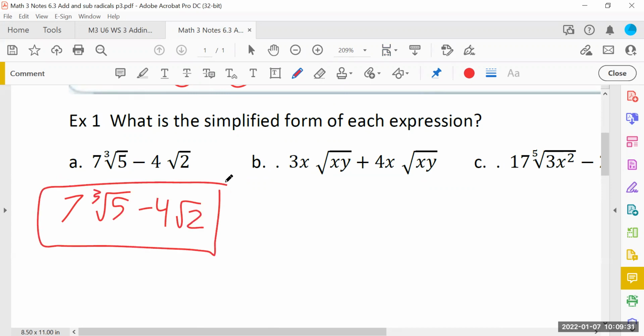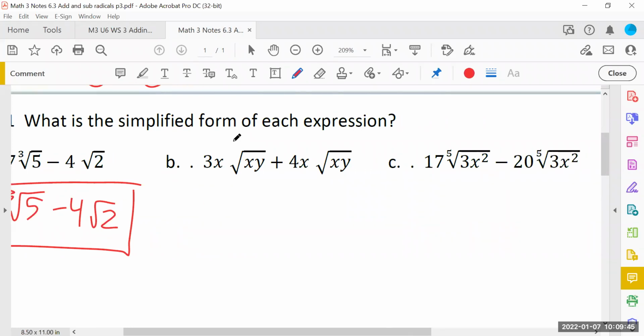Now, if you can simplify the roots themselves, even if they don't combine, still simplify, okay? Simplify it as much as you can. But here, cube root, square root, not even the indexes match. So I can't put those together. The next one, though, x root xy, x root xy. Do they match exactly?